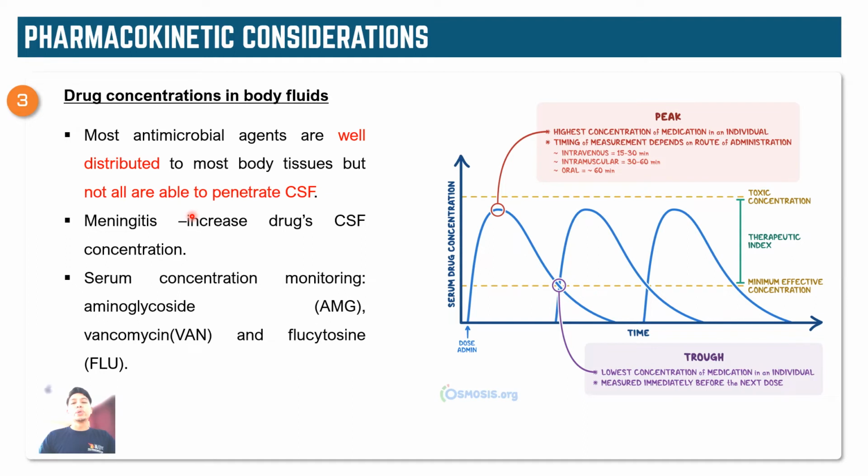In clinical practice, another thing that you might want to consider is serum concentration monitoring, which is routinely performed on patients receiving aminoglycosides such as gentamicin, kanamycin, as well as vancomycin and flucytosine. The flucytosine serum concentration monitoring has been shown to reduce toxicity when the doses are adjusted to maintain the peak concentration below 100 microgram per ml.